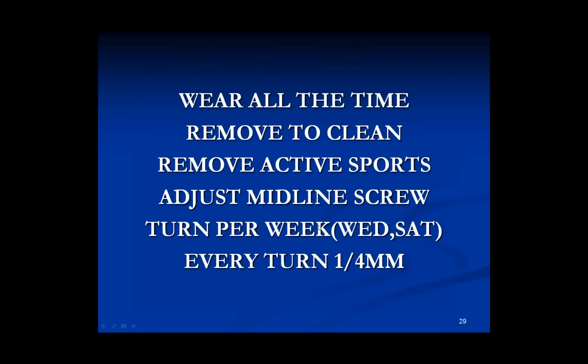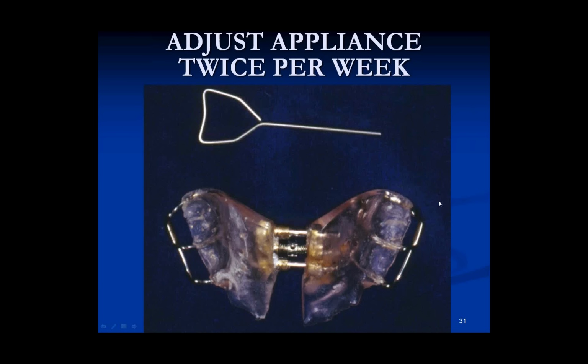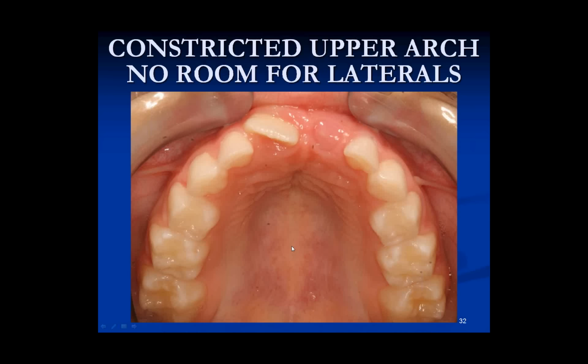You turn the midline screw twice a week, every Wednesday and Saturday, and each turn is 1/4 millimeter, and you get 2 millimeters a month, painless. We have all these sample appliances that they can get, so they can choose whatever design they want. Nobody's ever chosen that pink pig yet, but I'm hoping someday they do. But the American flag is popular, and the golf green, and Snoopy. There's lots of neat colors here for patients. So we make it fun for the children. And you get a separate key like that, and you just turn the screw twice a week.